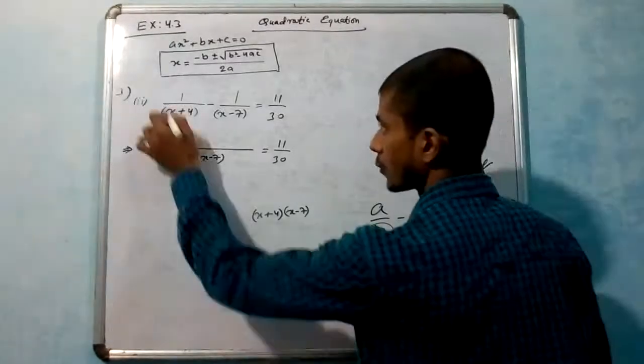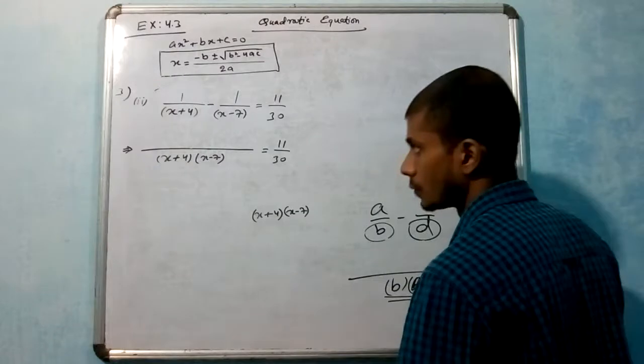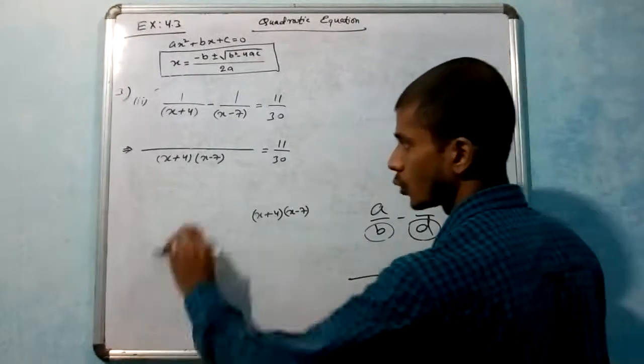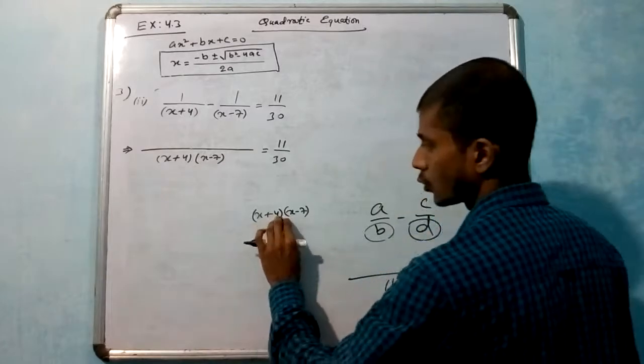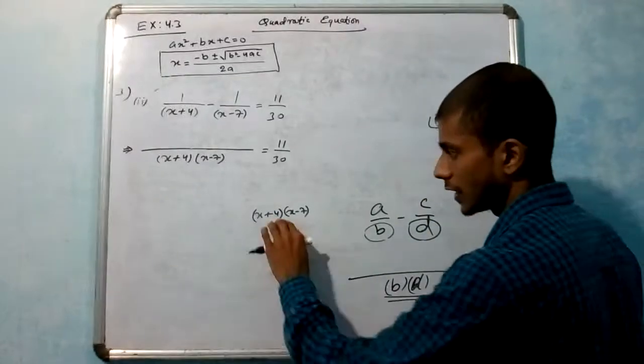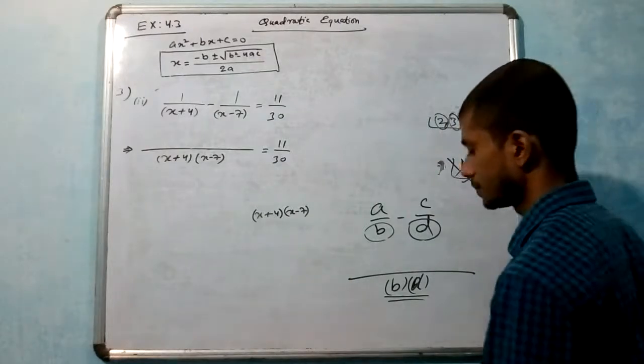Now, after finding the LCM, come to the first fraction. What to do? What to do with the LCM? This is the LCM. What to do next? Divide the LCM. What are you doing? First divide. No, divide the LCM.